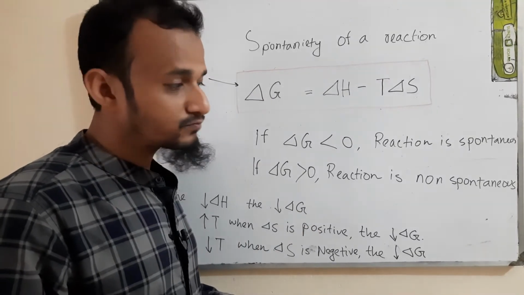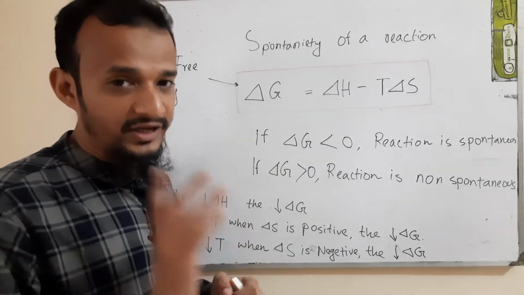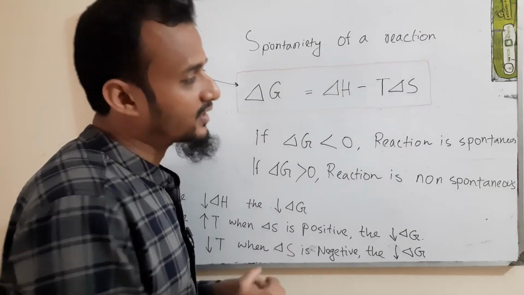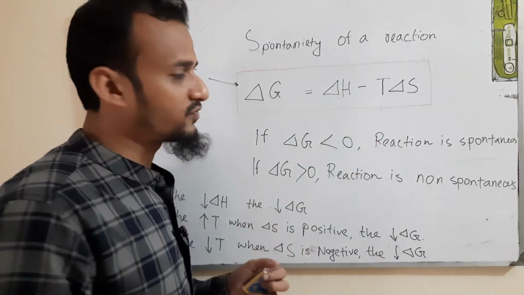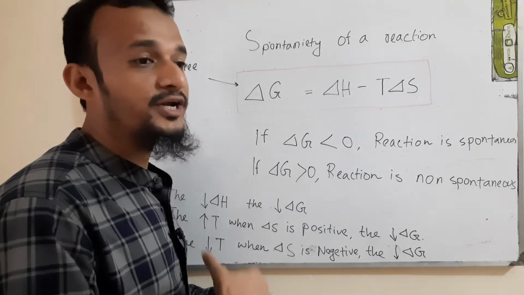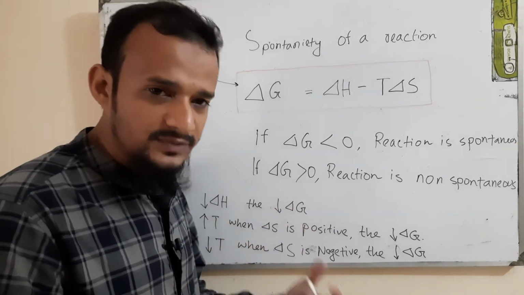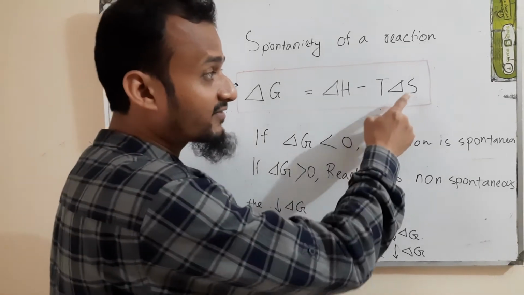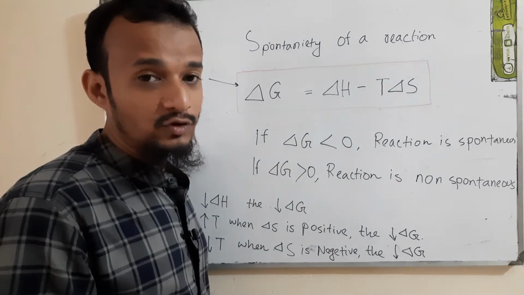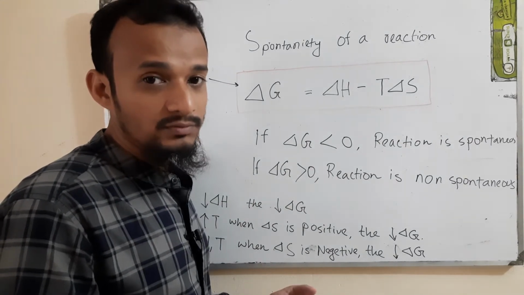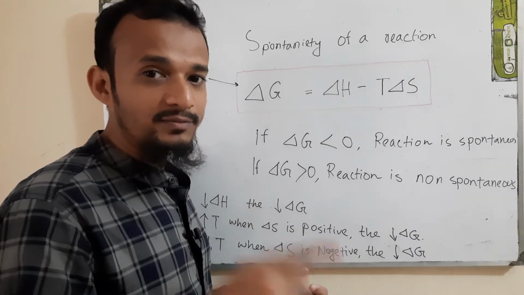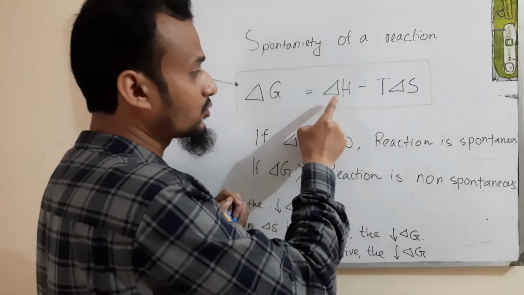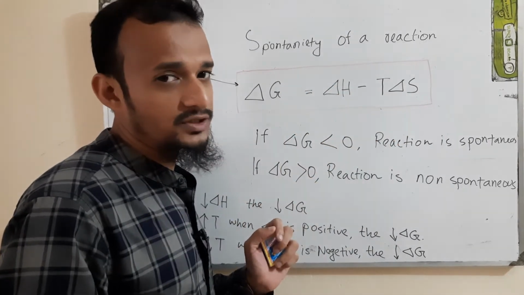Number one is if the values are given: temperature is given, ΔH is given, ΔS is given, and they ask you to find the value of ΔG and predict whether the reaction is spontaneous or not. How do you do that? Here's the challenge. The value of ΔS that they will give you is not in kilojoule per mole. It is in joule per Kelvin per mole. So you need to convert it into kilojoule per mole. This is really, really important.